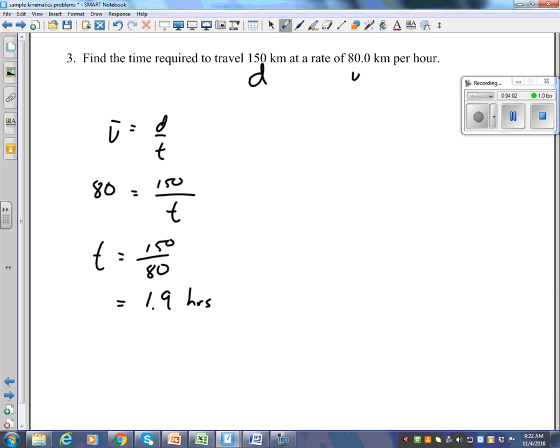And that would be in hours. It's time. Hours. Now, if you had to convert that to minutes, how would you do that? It doesn't ask for it, but how would you do it? Times by 60. And that gives you minutes, right? So that would be like 115 minutes, something like that. Riley? 114.